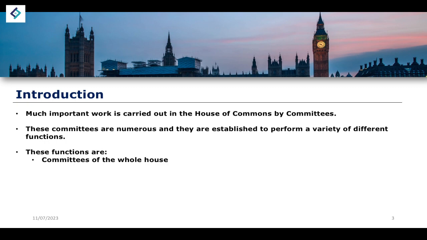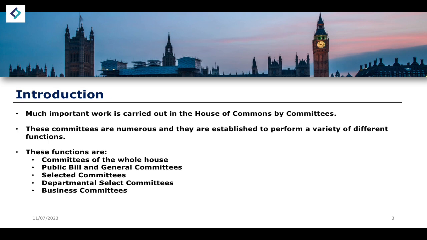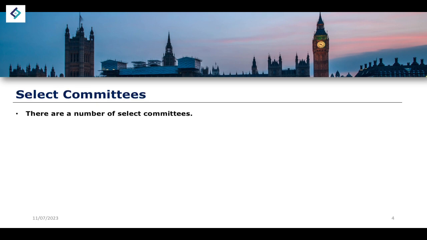So, for example, we have committees of the whole House, we have public bill and general committees, we have select committees, and we also have departmental select committees, business committees, etc. So that's a non-exhaustive list of the different kinds of committees that we have, and we'll get into some of these committees in more detail as we go on in the rest of this lesson. And you can already see straight away from the titles of these committees, really what some of these functions are, what some of the powers these committees have, and also the influence that some of these committees have over the different types of legislation that is passed within the House of Commons.